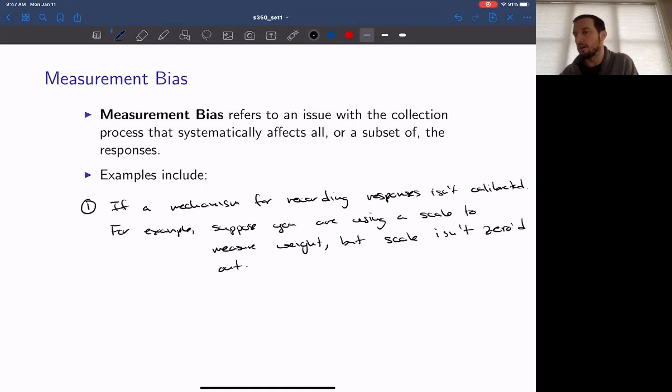It's either going to add extra pounds or kilos to whatever you're weighing, or it's going to remove pounds or kilos from whatever it is you're weighing. So one situation where measurement bias can occur is if you're using a particular mechanism or machinery that isn't properly calibrated. That's the idea.